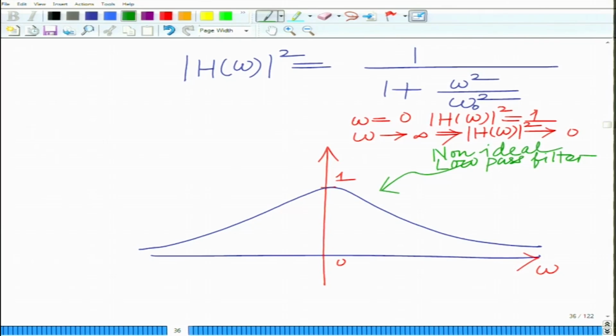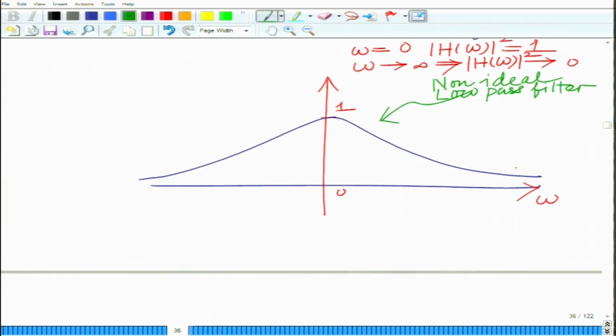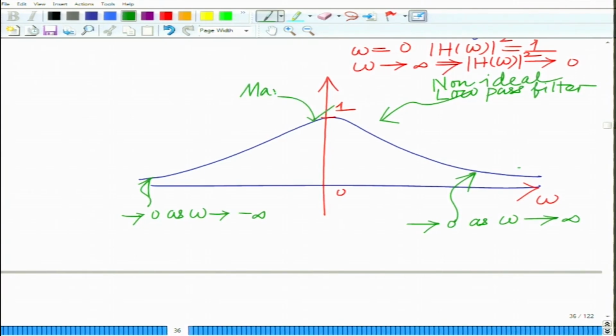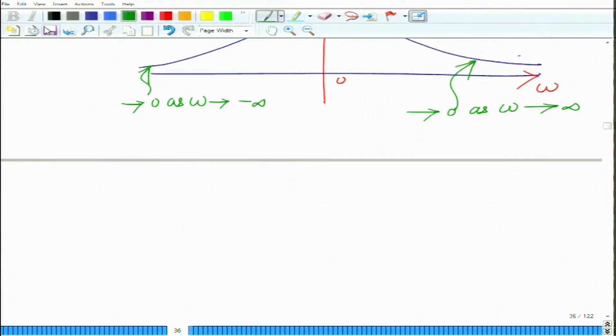This is a non-ideal low pass filter and it tends to 0 as omega tends to infinity, and again here also it tends to 0 as omega tends to minus infinity, and this is basically the maximum gain, which is unity.